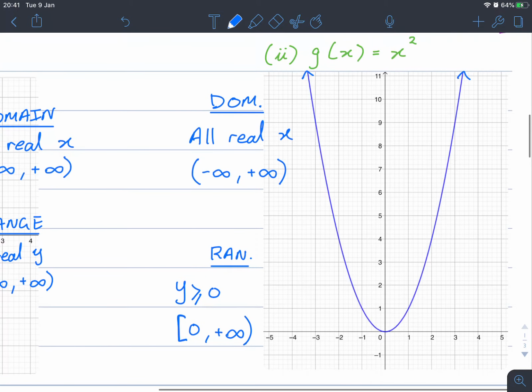In our second example, we saw a parabola. With the domain, there was nothing stopping it picking 3, for example. There's nothing stopping it picking positive infinity. There's nothing stopping us picking negative infinity. So our domain is all real x. And here it is in bracket notation.